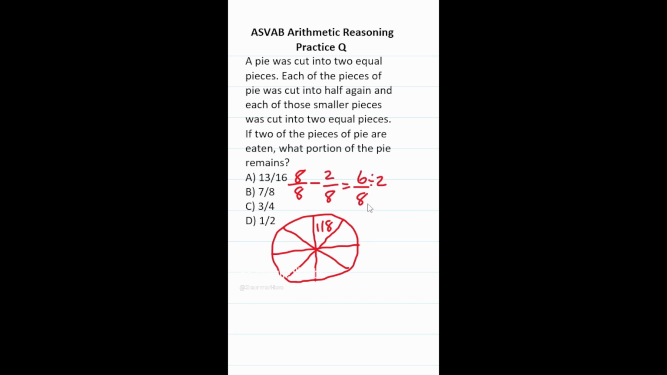Divide a common factor of 2 out to reduce this. 6 divided by 2 is 3. 8 divided by 2 is 4. So that means 3/4 of the pie remains.